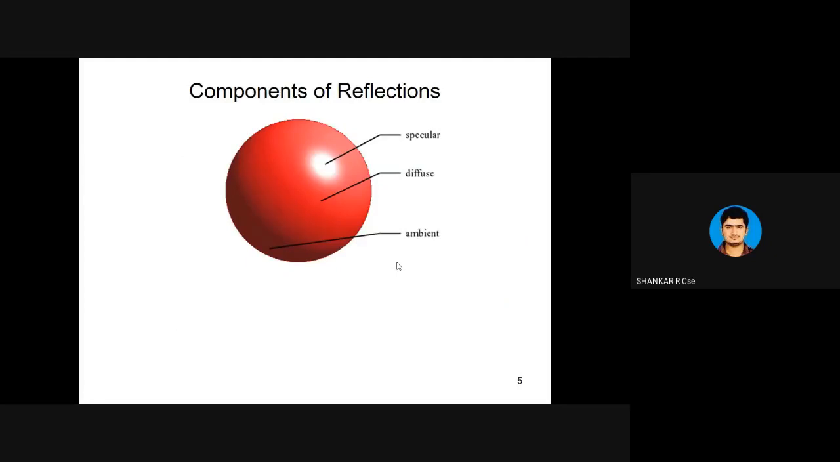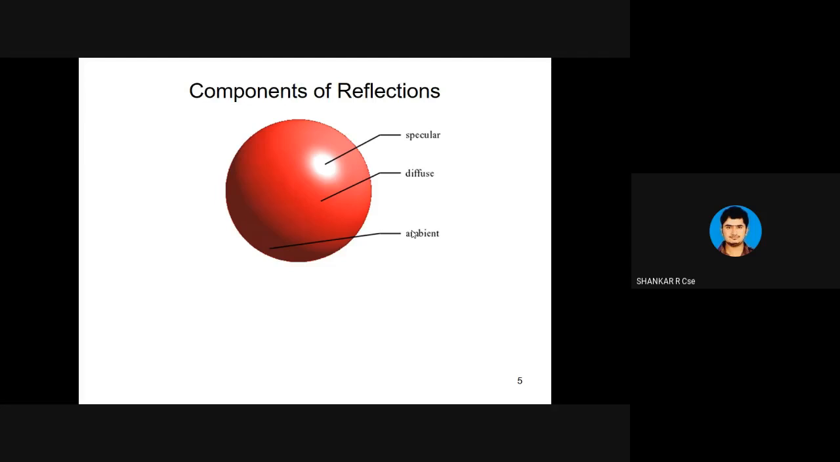In the real world also, we have three types of lighting. One is called ambient light, one is called diffuse, and one is called specular. Now, what do you mean by ambient light? The light which is caused due to the ambience. For example, due to sunlight, we can see an image.